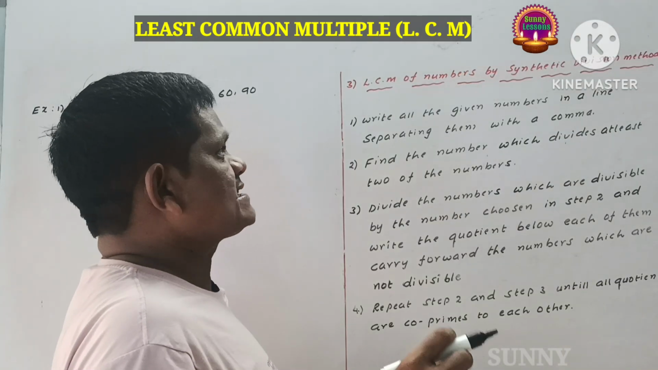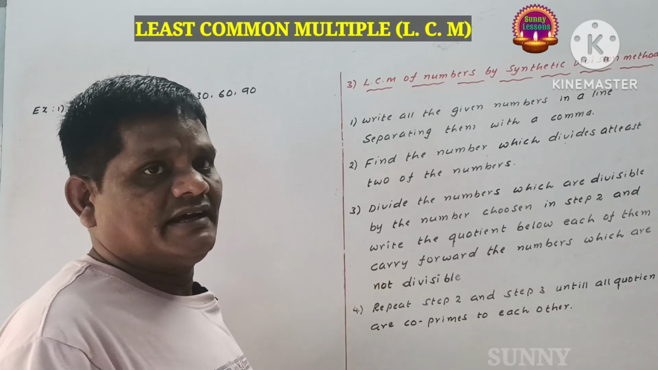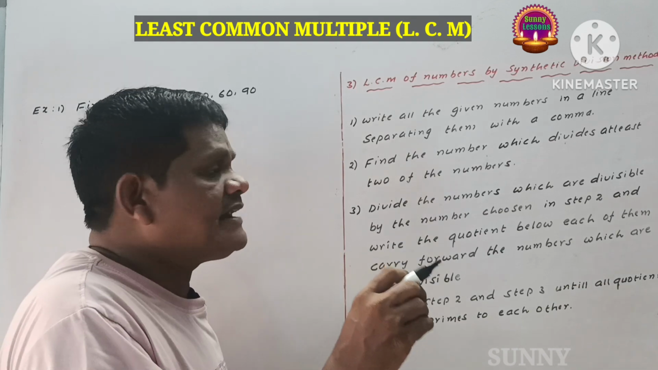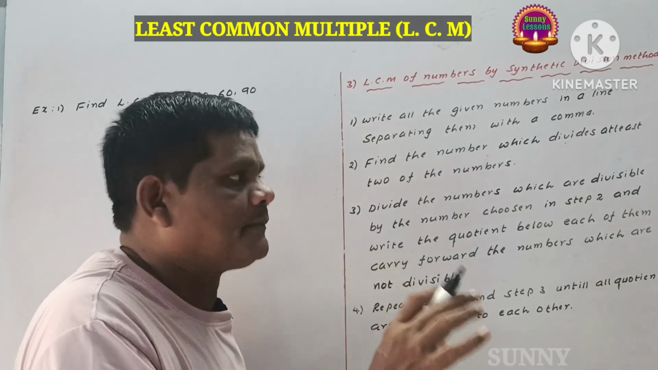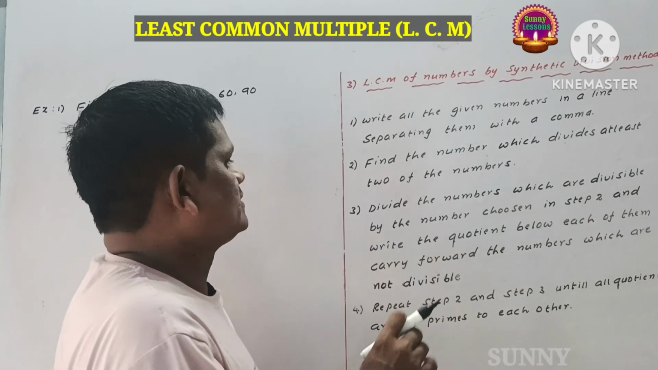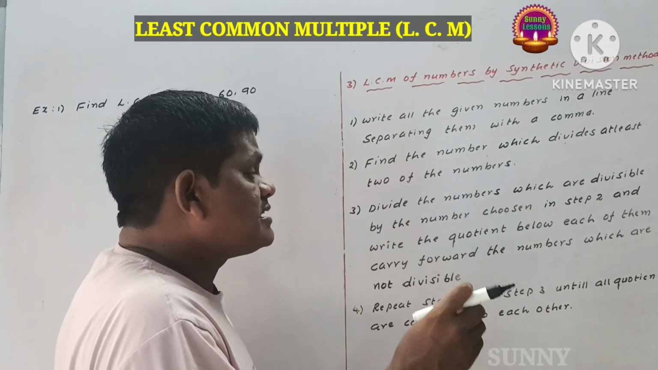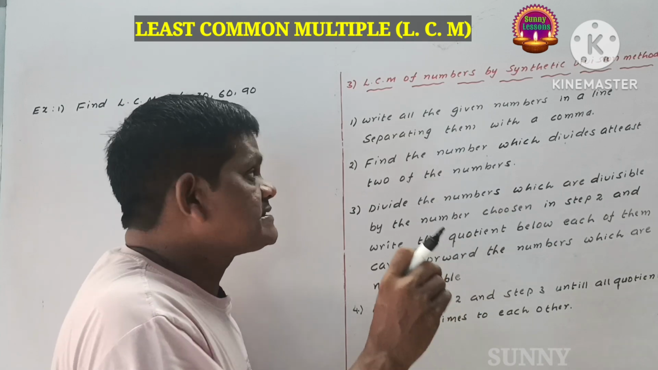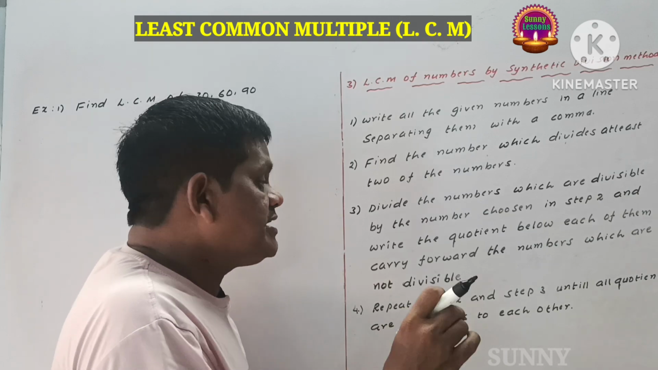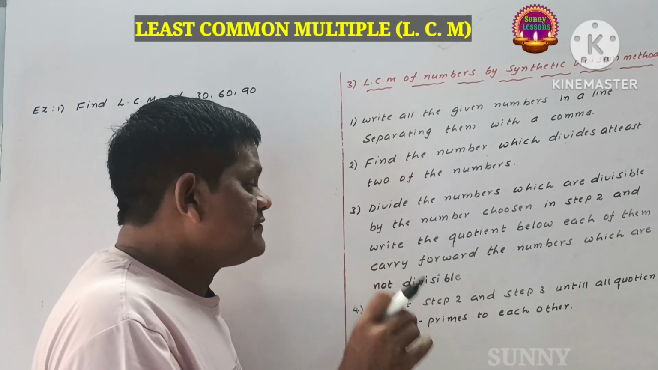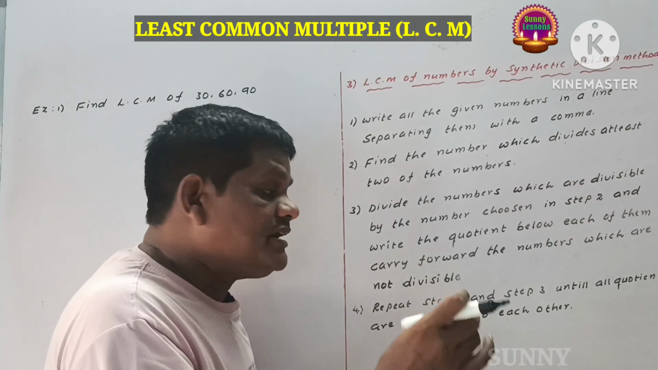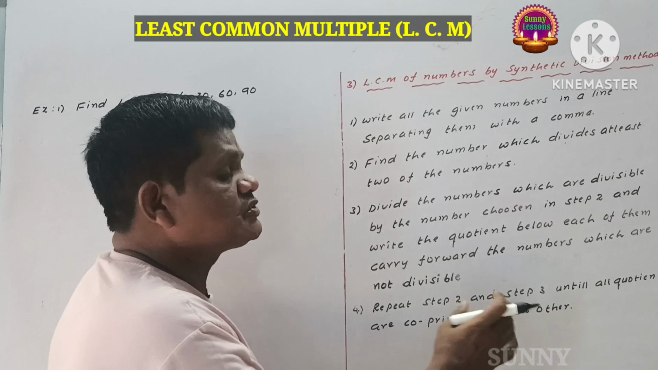Next, the third method is LCM of numbers by the synthetic division method. In this case, we have to follow the below steps. First, write all the given numbers in a line separating them with commas. Find a number which divides at least 2 of the numbers. Divide the numbers which are divisible by the number chosen in step 2 and write the quotients below. Carry forward the numbers which are not divisible. Repeat step 2 and step 3 until all quotients are co-primes to each other.